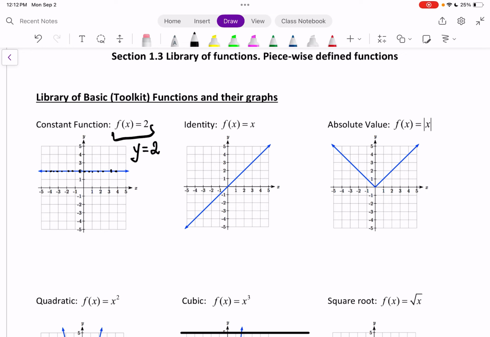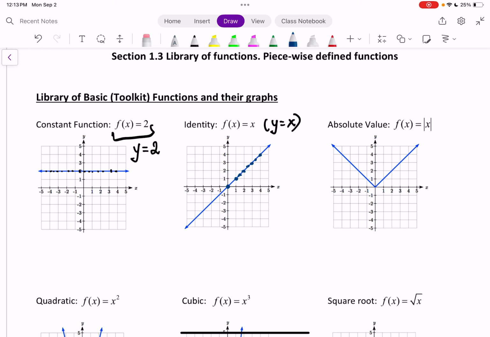The identity function, f of x equals x, or in other words, y is x. No matter what x is, y is the same. So this graph here is going to go through what points? (0, 0), x is 0, y is 0; (1, 1), x is 1, y is 1; (2, 2), (3, 3), (4, 4), (1.5, 1.5), yes, and so on and so on. So the identity, or the y equals x line, is really the most basic linear function.